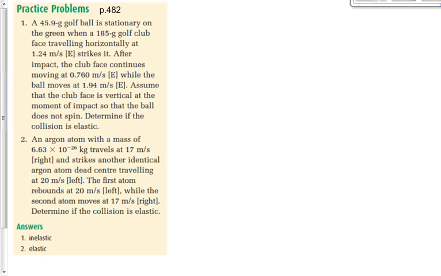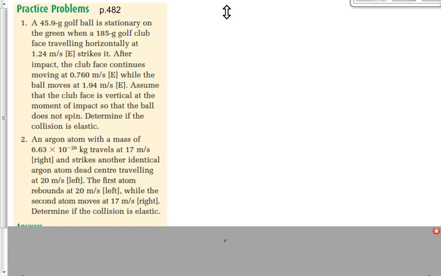Question number one says, a 45-gram golf ball is stationary on a green when a 185-gram golf club face traveling horizontally at 1.24 meters per second strikes it. After impact, the club face continues moving at 0.760 meters per second, while the ball moves at 1.94 meters per second. Is the collision elastic? My guess on this would be what? Let's cover up the answers. You've probably already seen the answers there, but what do you want to guess on this? The golf club hits the golf ball. Do you think it's going to be elastic? Do you think it's going to be inelastic?